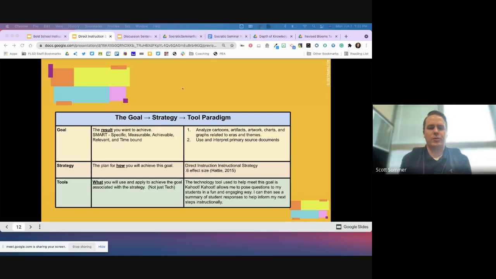This allows you to pose questions to the students in a fun, gamified, engaging way. And you can quickly grab some formative data from the student responses to help inform the direction you're going to go with your instruction.